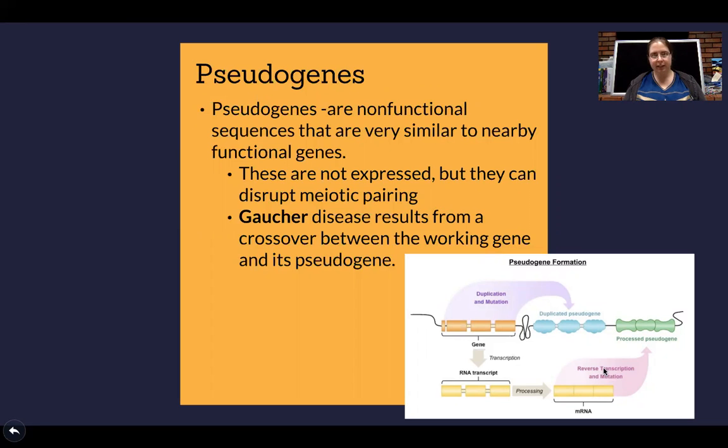And again, Gaucher disease results from the crossing over between the actual gene and its pseudogene.